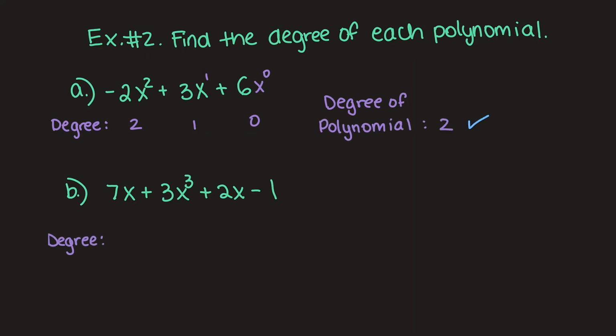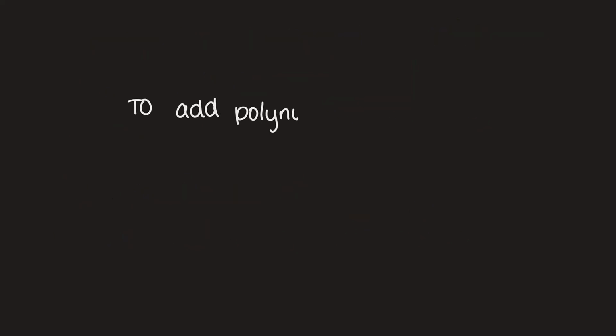And for the other polynomial, 7x has a degree of 1, 3x cubed has a degree of 3, 2x has a degree of 1, and negative 1 has a degree of 0. And since 3 is the highest degree of the terms, the degree of the polynomial is 3. Now let's get into how to add and subtract polynomials. So to add polynomials, we just combine like terms.